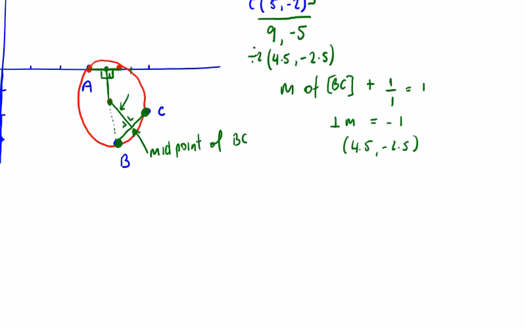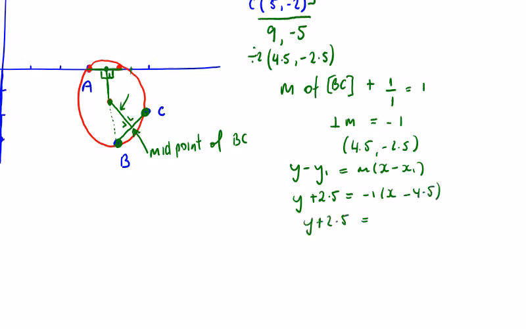So putting this into the equation of a line, y minus y1 is equal to m times x minus x1. We get y plus 2.5 is equal to minus 1 times x minus 4.5. So we're going to get y plus 2.5 is equal to minus x plus 4.5. So I'll bring the x and y together. So we're going to get x plus y, if I bring the x to the left, equals 4.5 minus 2.5, which is equal to 2.